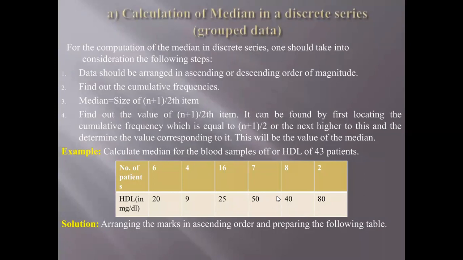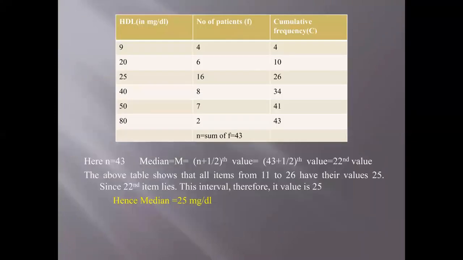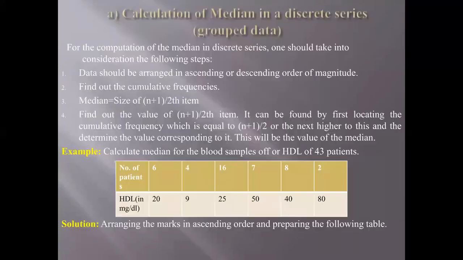First of all, arrange the marks in ascending order and prepare the following table. Here the X has to be arranged in the following order, in the sense of ascending order, because you can see the blood pressure is not arranged in a particular order.